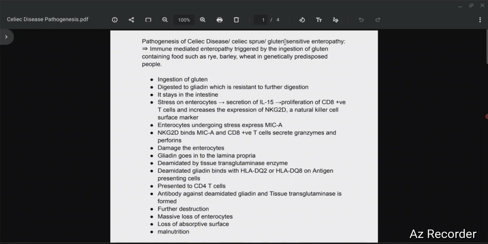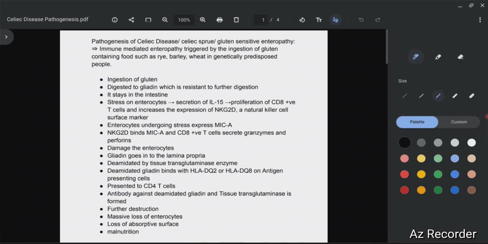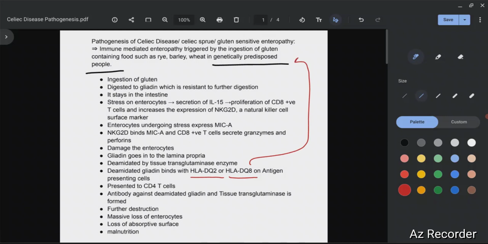So what is the definition of celiac disease? It is an immune-mediated enteropathy triggered by the ingestion of gluten-containing food such as rye, barley, wheat in genetically predisposed people. So who is at risk, or what are genetically predisposed people? The people who have HLA-DQ2 and HLA-DQ8 on antigen presenting cells are genetically predisposed, and they will get gluten-sensitive enteropathy.